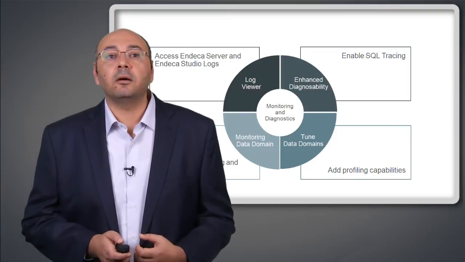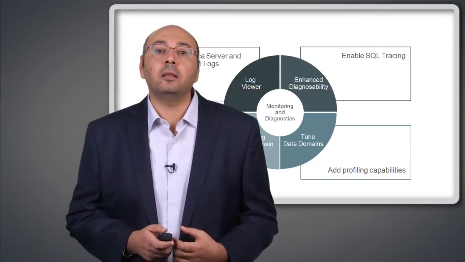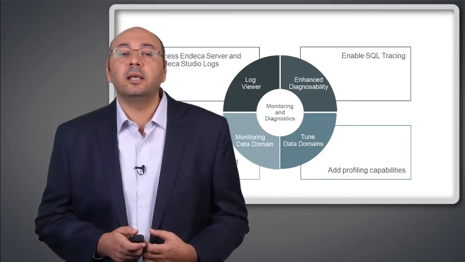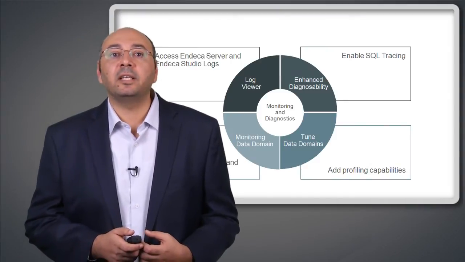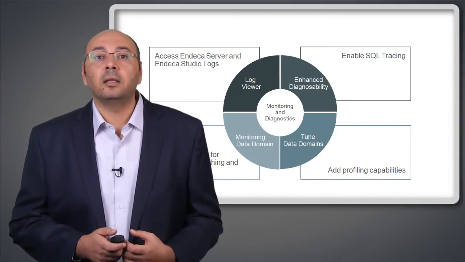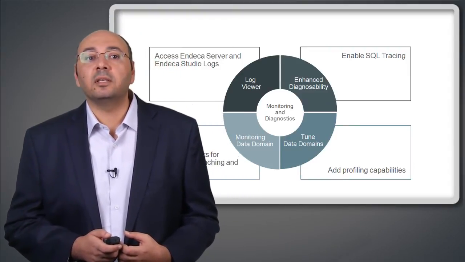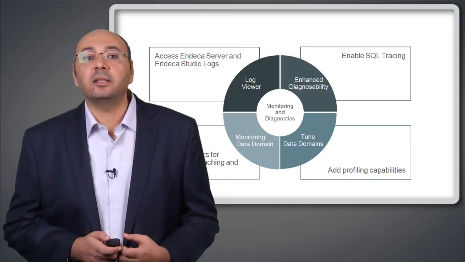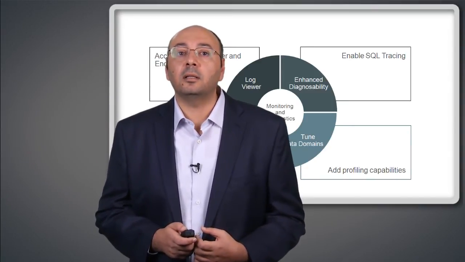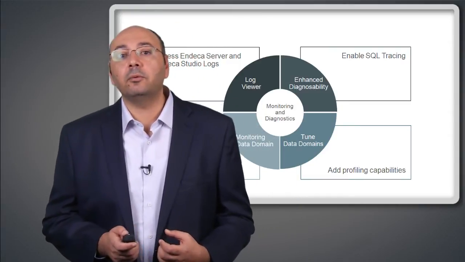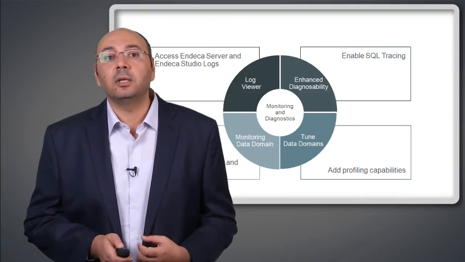This is the circle of activity we added in V5. We added a log viewer, and this log viewer accesses the Endeca server and the Endeca Studio logs, and we have enhanced diagnosability. We added SQL tracing support, and we expose the statistics and performance for caching and indexing. We also have tuning of the data domains. We added a data domain profile. All of these utilities and enhancements we did in V5.